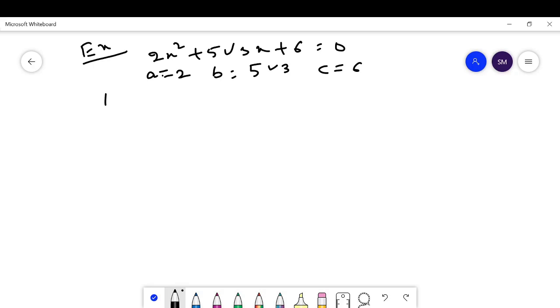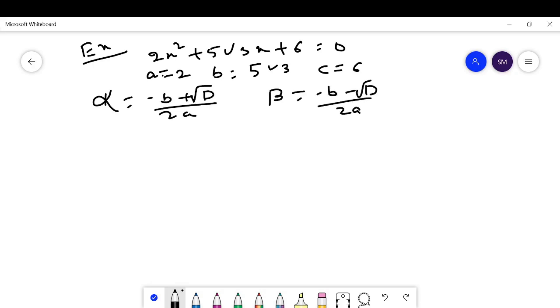Then only you can appear for any questions which will be asked in your exam paper. Just recall the Sridharacharya formula. What does the formula say? How can you find those roots of the quadratic equations? Alpha, the roots of the equation: alpha is equal to minus b plus square root of d upon 2a, and beta is equal to minus b minus square root of d upon 2a. Here d is equal to b square minus 4ac.